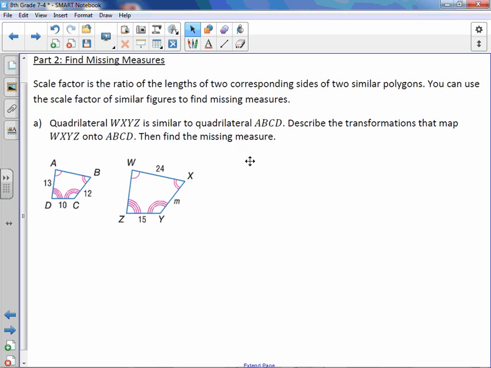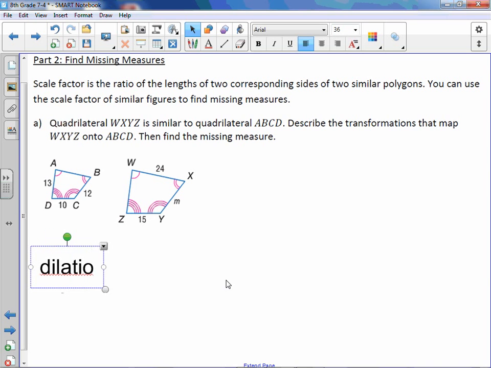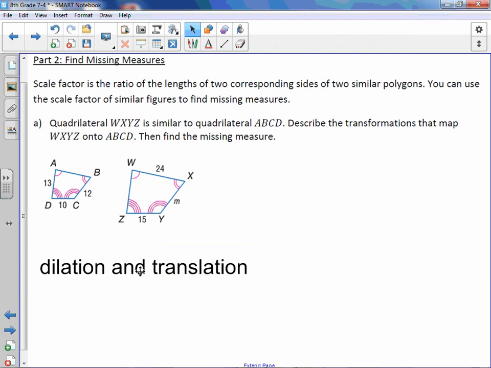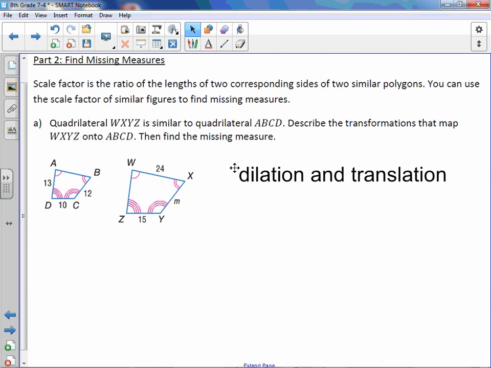So in this case, we are given that both quadrilaterals WXYZ and ABCD are similar. Describe the transformations that map WXYZ onto ABCD, then find the missing measure. So the transformations, it looks like we have definitely a dilation and a translation. So that's our first part.